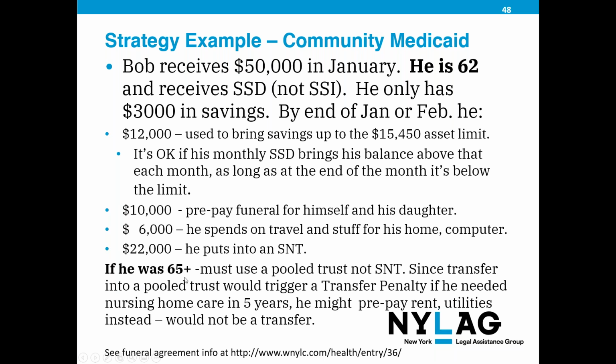Now, if he was over 65, he could also use a pool trust. He couldn't use an S&T. But since the transfer into the pool trust would trigger a transfer penalty if he needed nursing home care in the next 5 years, he might instead consider prepaying rent, utilities, instead of putting this $22,000 into a trust. But it's his decision to make about the risk.